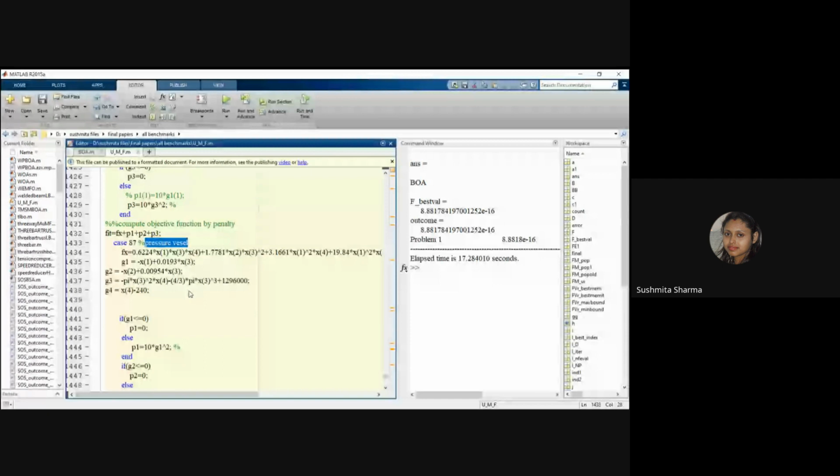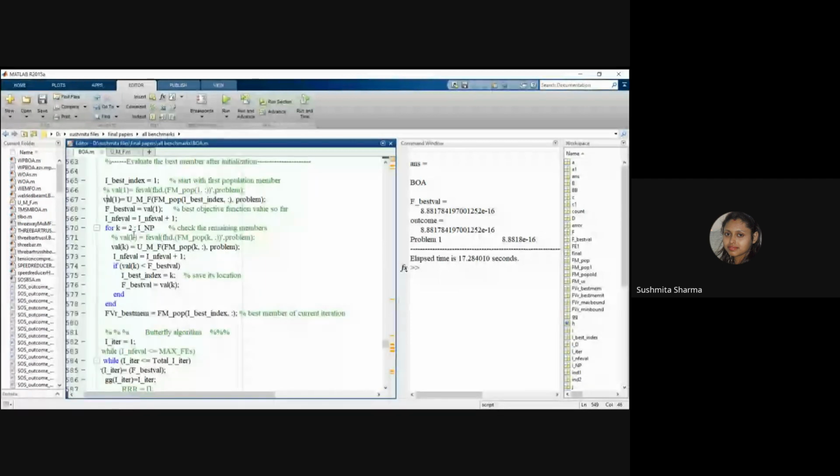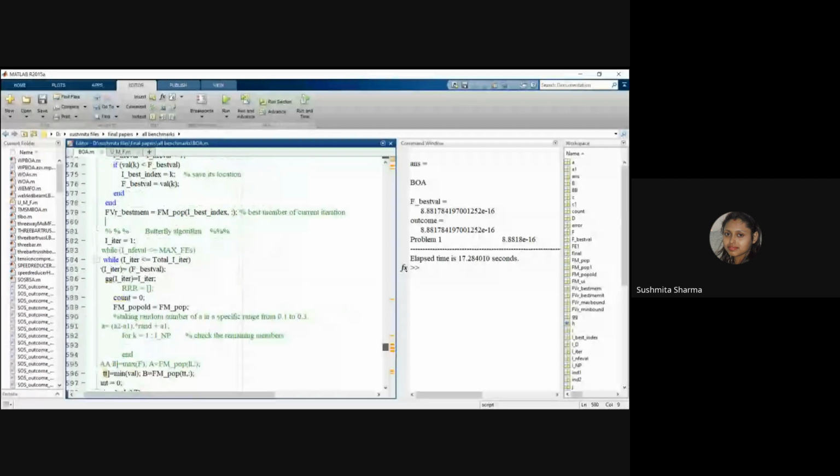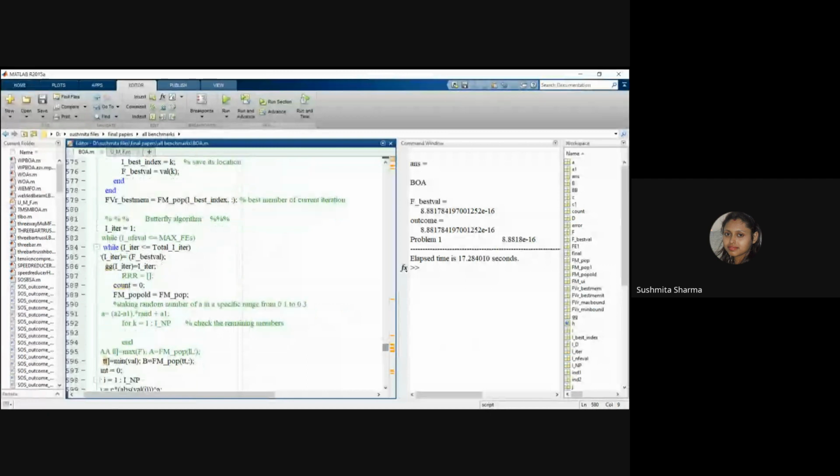So I'm calculating the thickness of each, and after calculating I am finding the best one. I am finding the best out of all these, which one is lesser, as it's a minimization problem, the minimum would be my best one, the current best, the local best.